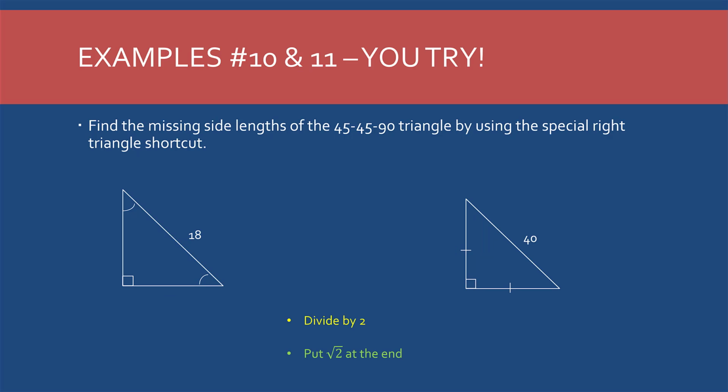Okay, now we have a few problems for you to try. The steps are right there written out for you, and there are two examples. One has the length of 18 for the hypotenuse, and the other is 40. Press pause, follow those two steps, and find the side lengths of my triangles.